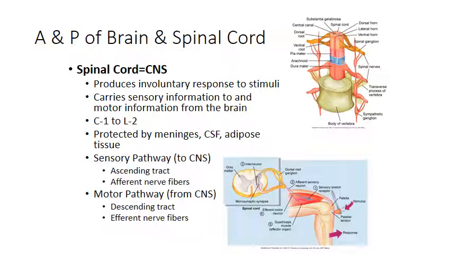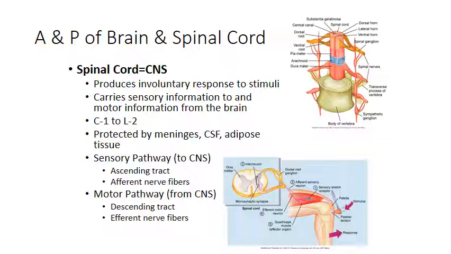So when we talk about the brain and the spinal cord, it is part of the central nervous system, and it is what produces the involuntary responses to stimuli. Okay. It carries sensory information to and motor information from the brain via the afferent going to and the efferent exiting from the brain. Okay.